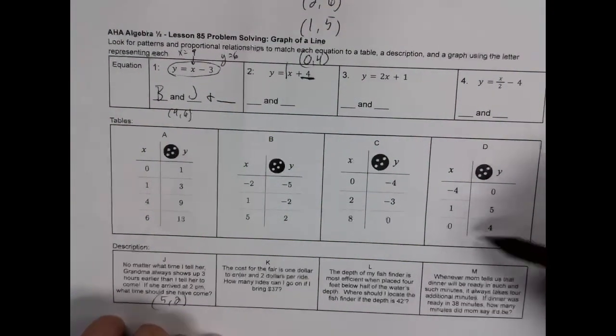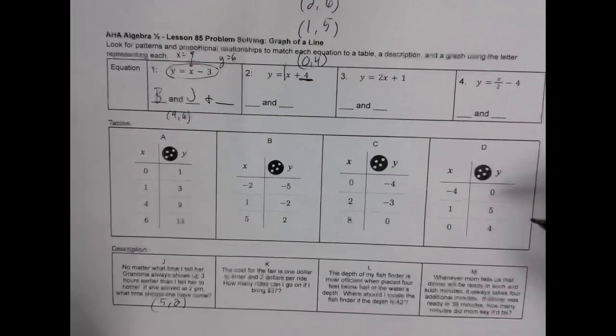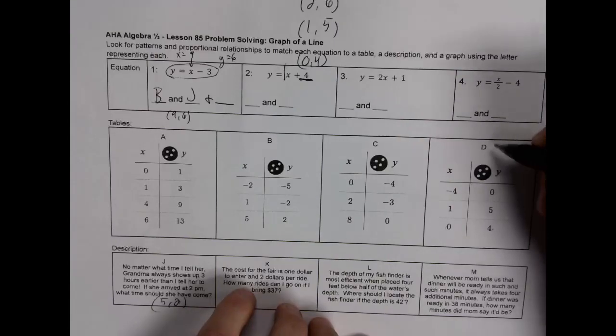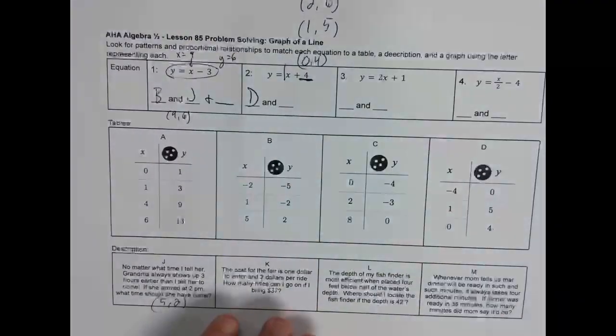Okay, so if you look at these points, oh wait a minute, I skipped over it. There it is, right there, 0, 4, and 1, 5. And as Quentin reiterated, if you find 2 matches, you're done. It has to be that line. Okay, so this is going to be table D.